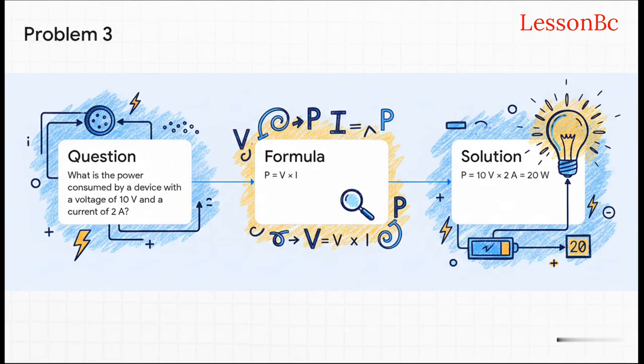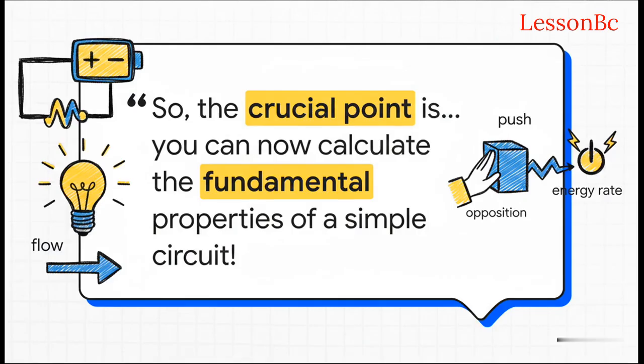All right, last one for today. Let's say you have a gadget that's plugged into a 10-volt source, and it's drawing 2 amps of current. The question is, how much power is it using? Remember that super simple formula. Power equals voltage times current. So 10 volts times 2 amps gives us 20 watts. Perfect. You've got it.